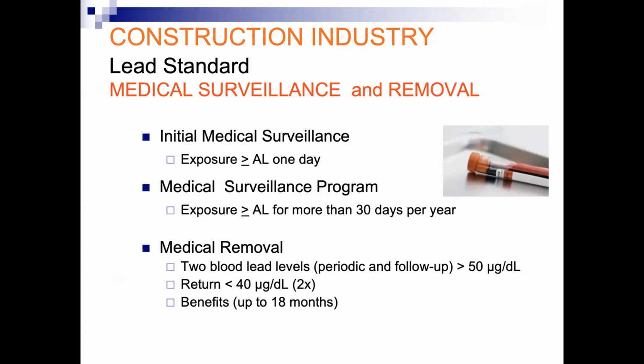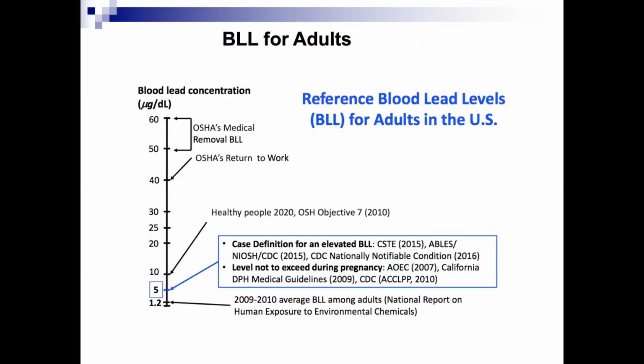Again, the return level is the same. You have to have one and a follow-up. Two samples show that their blood lead has gone down to below 40. And again, benefits up to 18 months. Again, construction sites might not last 18 months, or as long as the job lasts. So these are the blood lead levels. This is a chart of the reference blood lead levels for adults in the United States.